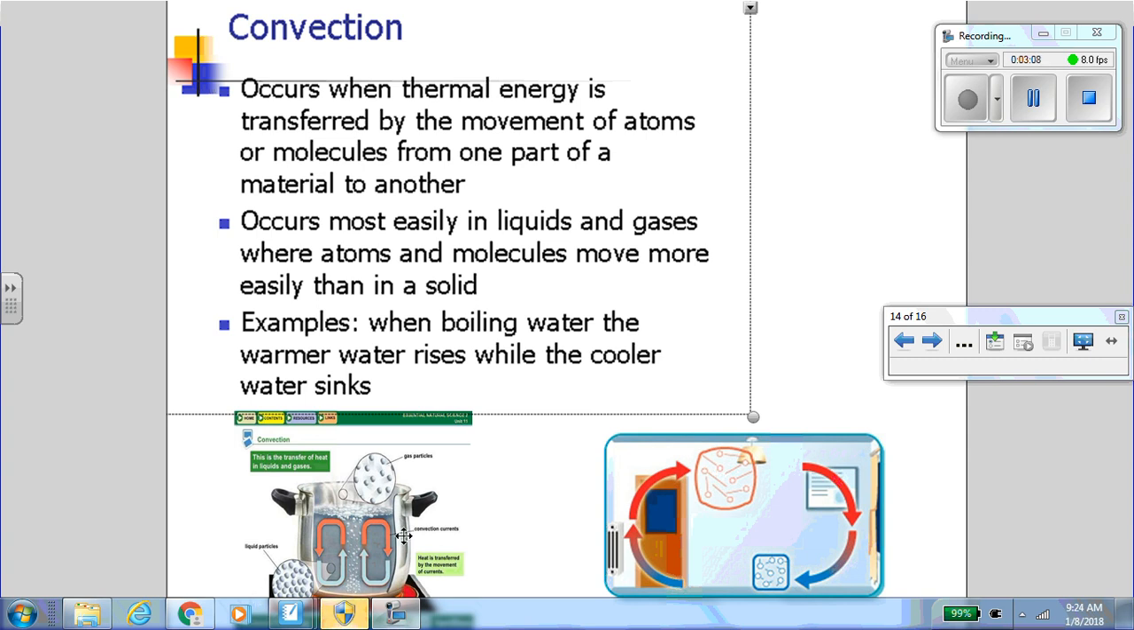That's the same thing that happens when you boil water. You will have a circulation of water with the warmer water rising and the cooler water sinking. This circulation will continue until all of the water is at the same temperature. And this is what we would call convection. Okay?